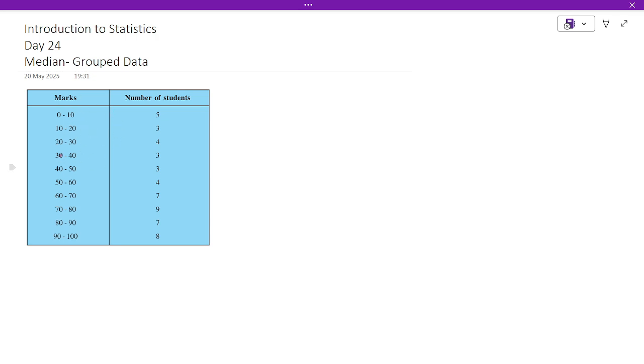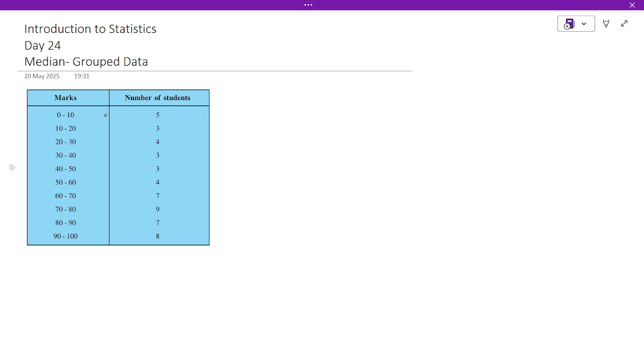The marks are divided into different class intervals, and if you see, these class intervals are continuous classes. And on the right hand side we have the number of students based on the marks they got, so they're also distributed into different class intervals.